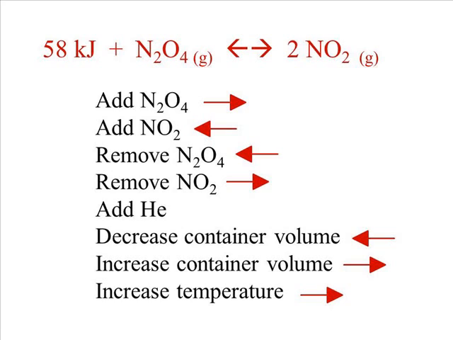Decreasing the container volume would increase your pressure. Your pressure would go up, so you would shift to the fewer moles of gas, to the left. Increasing the container volume, shift to more moles of gas, to the right. And since this is an endothermic reaction, increasing the temperature would shift the reaction to the right.